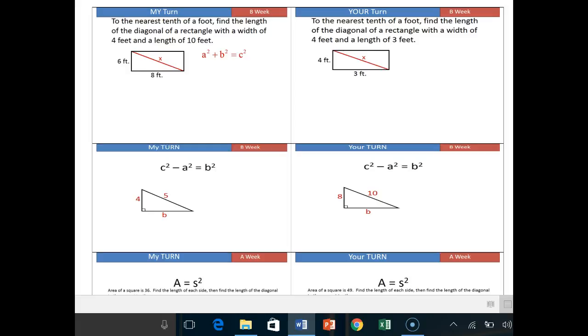So again, we're here on the my turn problem. We'll call this 1, 2, 3, 4, 5, and 6. All right, so to the nearest tenth of a foot, let's underline that because that's going to be important. We're not always going to get straight whole numbers. Sometimes we're going to have to round. Find the length of the diagonal of a rectangle with a width of 4 and a length of 10. I've messed up here, it says 6 and 8, so we should change that to 4 and 10. And now, what do we know about rectangles?